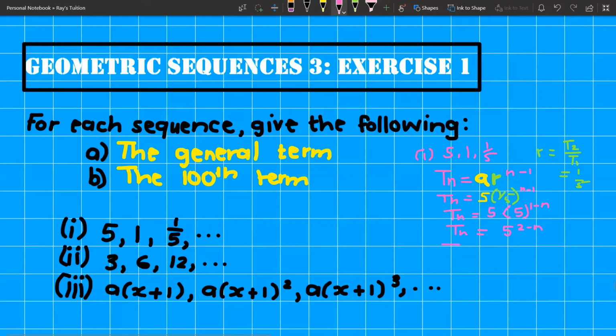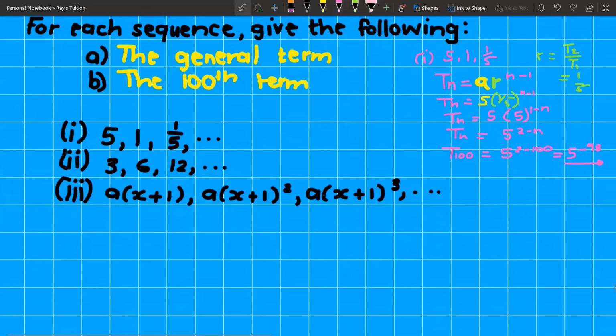To calculate the 100th term, it becomes quite simple. We just substitute 100 in the place of n, and this is 5 to the power of minus 98. I don't think your calculator would be able to give you the answer, so you can leave it in that form. Let us have a look at the second one.